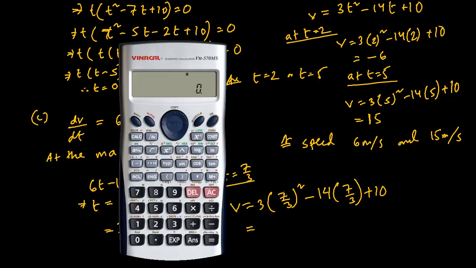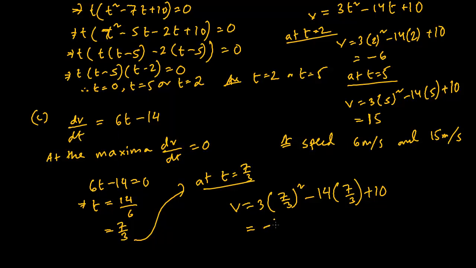and the value turns out to be: this is going to be 49 by 3, minus 14 into 7 by 3, and then plus 10. So this is going to be minus 19 by 3. So this is minus 19 by 3, which means minus 6 point something, minus 6 whole 1 by 3.